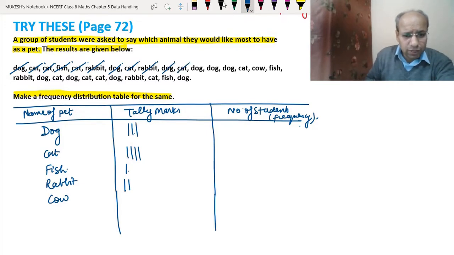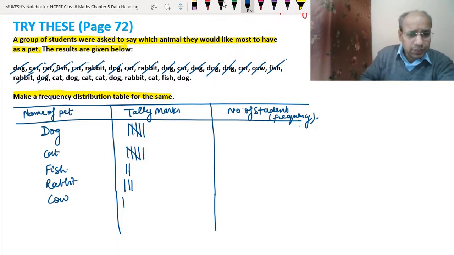Then cat. Now we will strike it, make an oblique line to make a group of 5. Then dog, we will make one line. Then again we have the dog, so we will make one more line like this to make a block. Now we have the dog, again one more line. Then we have cat, so one more line against the cat. Then cow, we will make one line against the cow. Then fish, one line here. Then rabbit, one line in front of rabbit. Then dog, one line here against the dog.